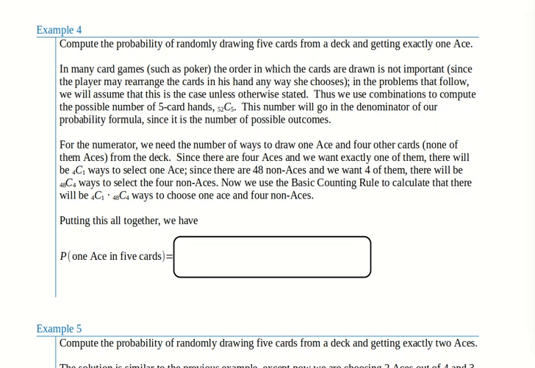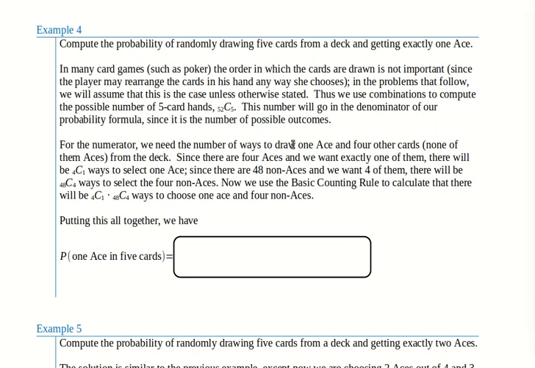Thus, we will use combinations to compute the possible number of 5-card hands. Now, order doesn't matter, so we're using combinations. There's 52 cards, and we are randomly selecting 5 of them. So the denominator, that is our sample space, is 52 choose 5. We're selecting 5 cards at random out of 52, and the order of that selection doesn't matter. This number will go in the denominator of our probability formula, since it is the number of possible outcomes.